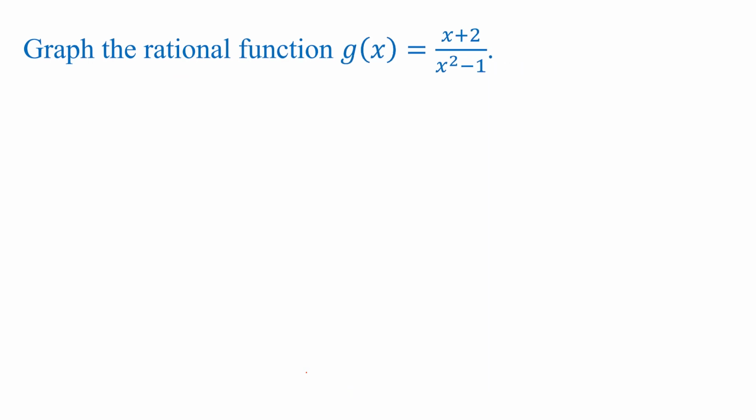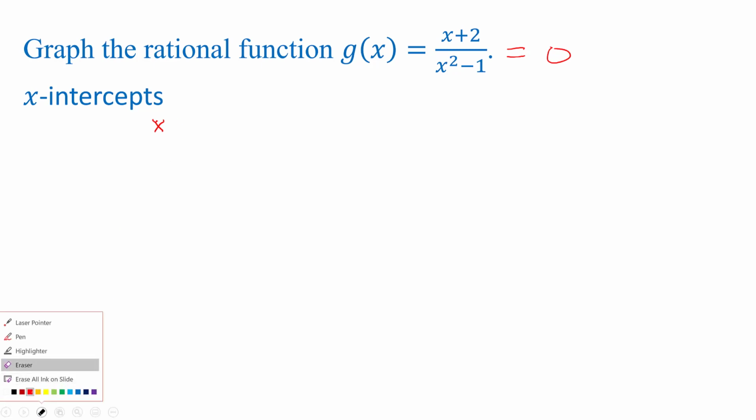Moving on to graphing g of x equals (x plus 2) over (x squared minus 1). I find x-intercepts by setting y equal to 0 here. The fraction (x plus 2) over (x squared minus 1) equals 0 when the numerator, x plus 2, is equal to 0.